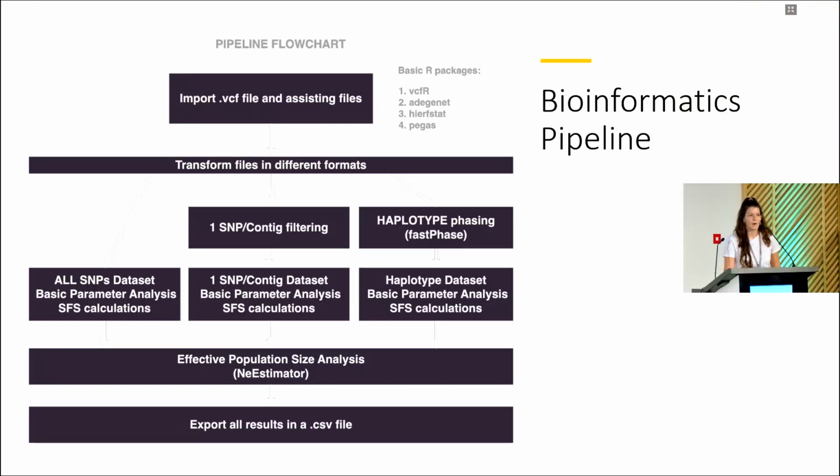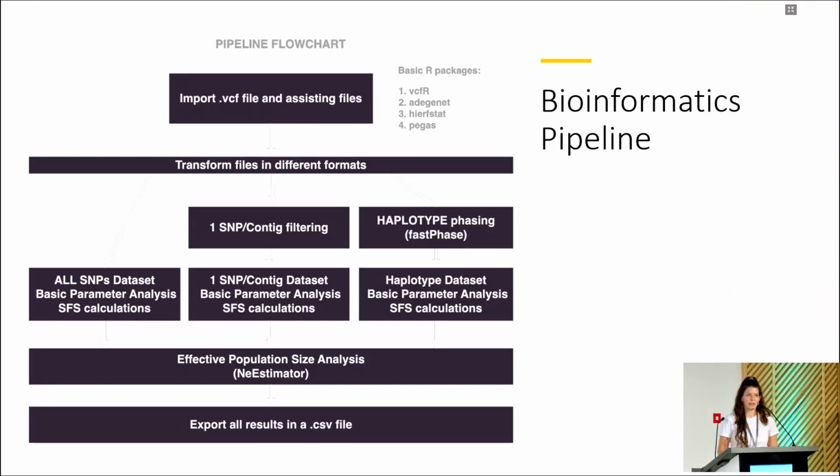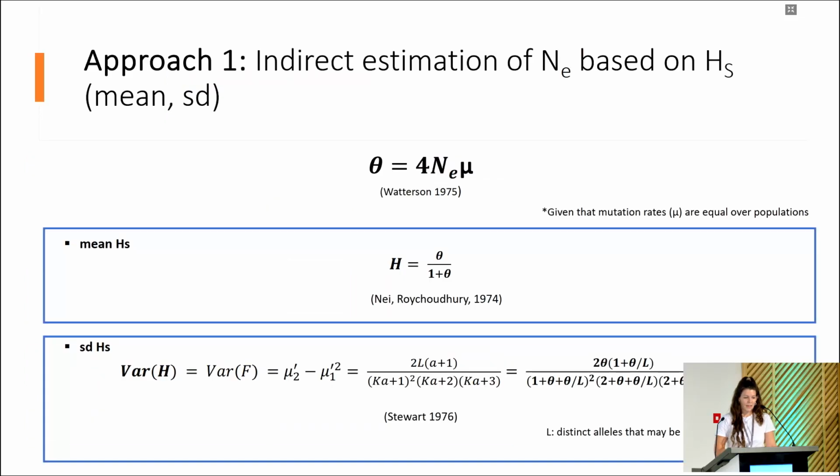Okay. We also constructed a bioinformatics pipeline in order to get the basic genetic parameters. As you will see, you can also estimate the effective population size using an e-estimator because it's implemented there. But of course, when we tried to do that, it was impossible. We were getting infinite estimations.